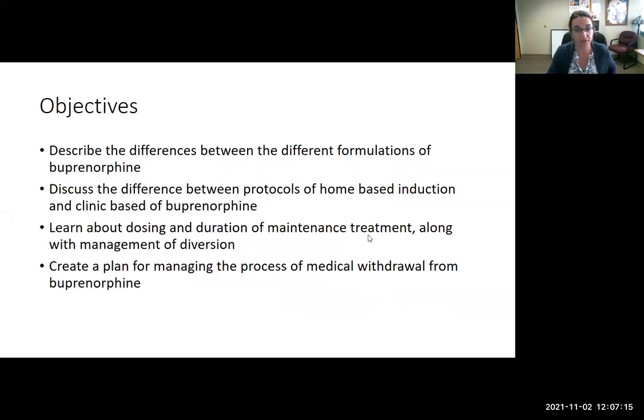So the objectives are to describe the differences between the different formulations of buprenorphine, to discuss the difference between protocols of home-based initiation or induction and clinic-based starts for buprenorphine, to learn about dosing and duration of maintenance treatment, and also discuss management of diversion, and to create a plan for managing the process of medical withdrawal from buprenorphine.